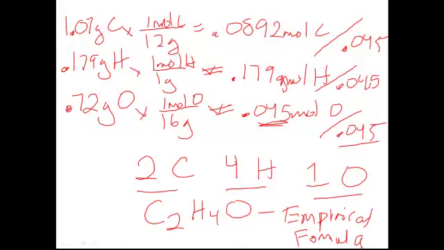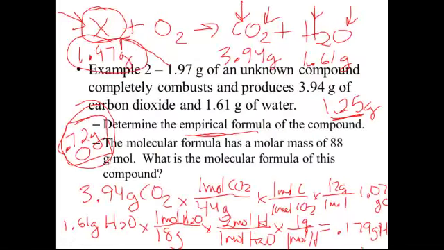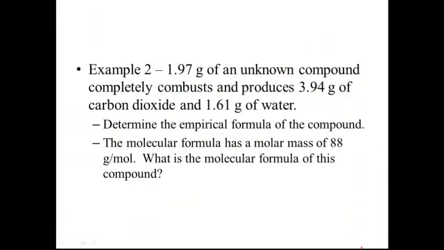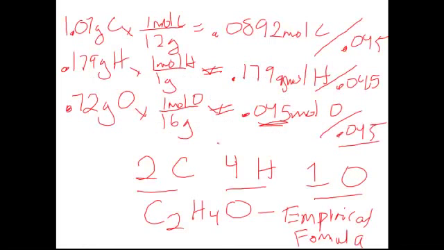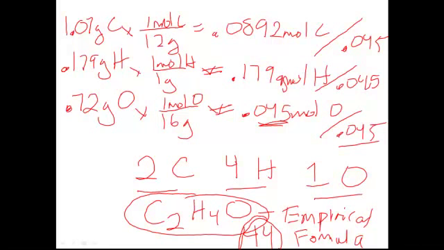Now, our last step is, let's come back here to the question. The question says the molecular formula has a molar mass of 88 grams per mole. What is the molecular formula of this compound? So remember now is here where we have to figure out the mass of this thing. So carbon weighs 12, there's 2 of them, that's 24. 24 plus 4 is 28. 28 plus 16, this one has a mass of 44 grams per mole.